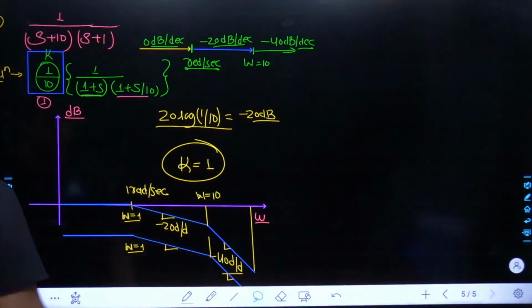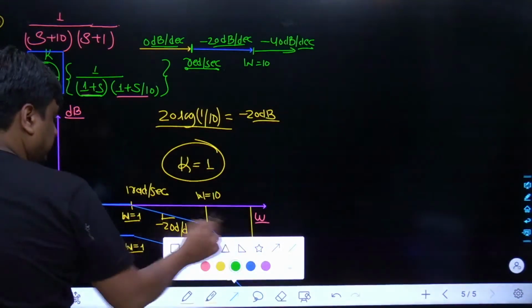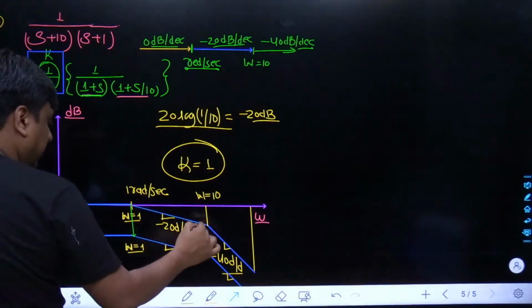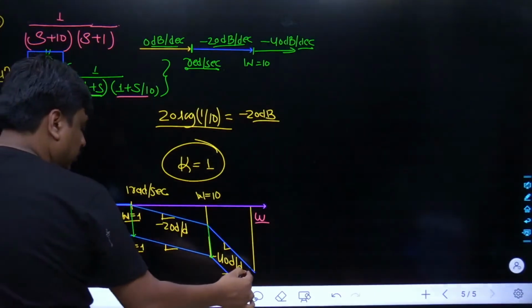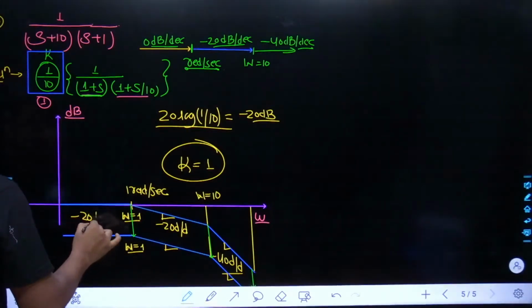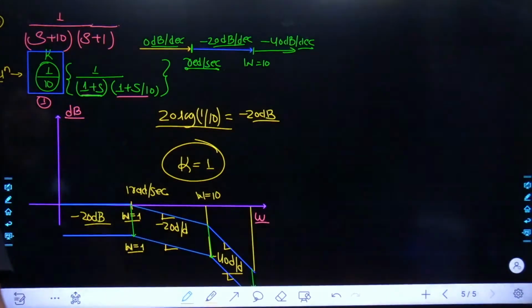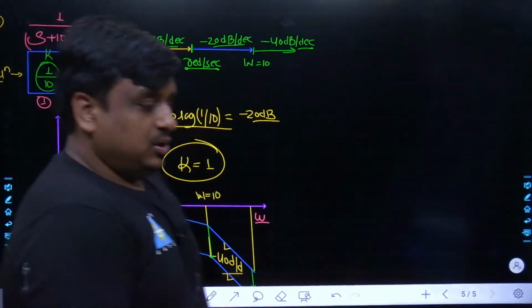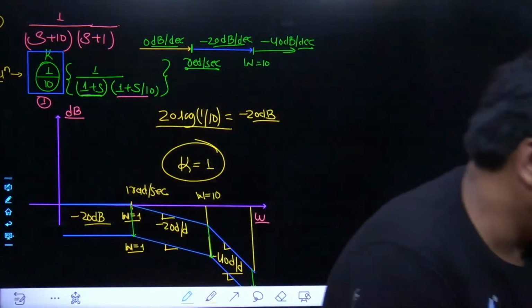This has been your actual curve. It had been lowered by 20 dB. So I would request each one of you, whenever you have a value of k which is not 1, you can use this methodology.